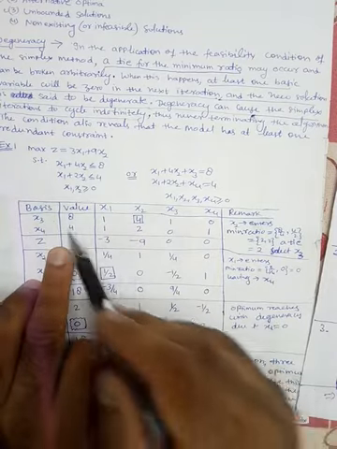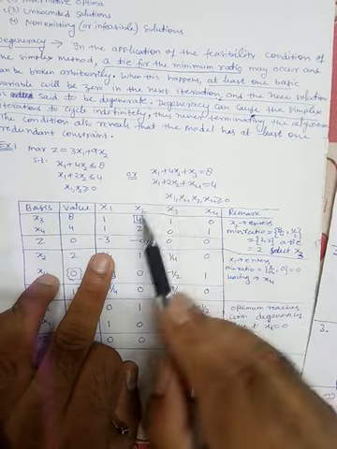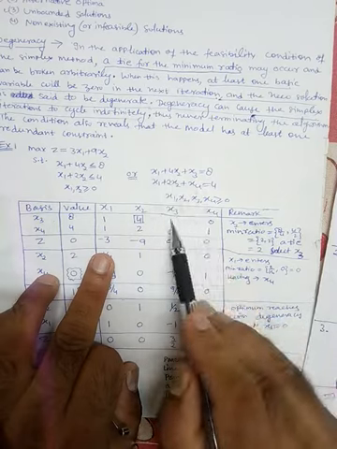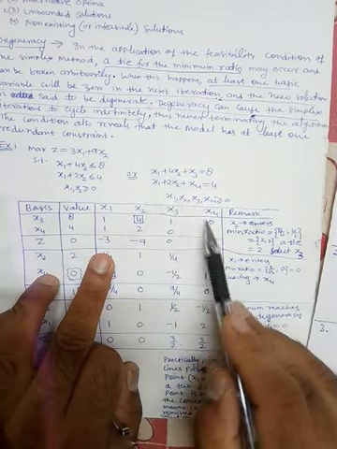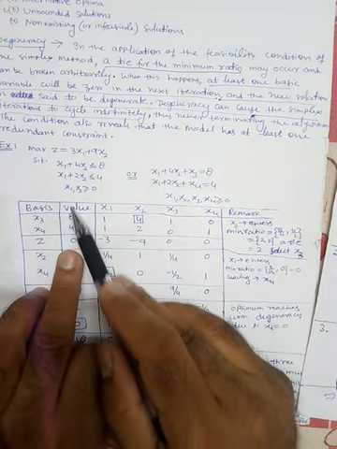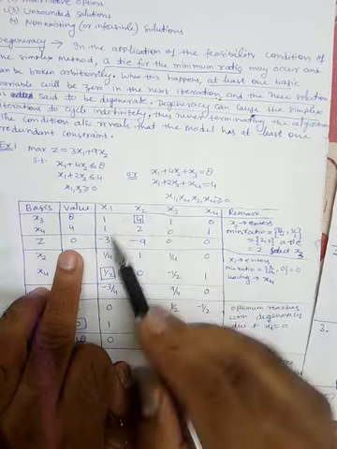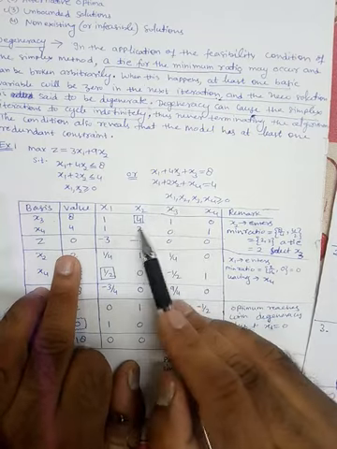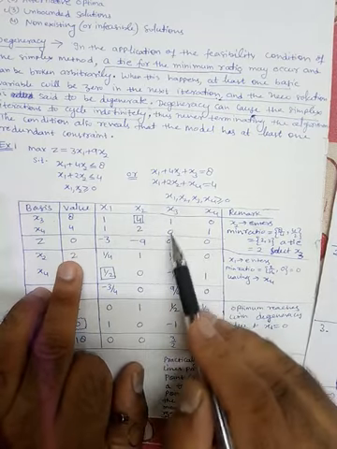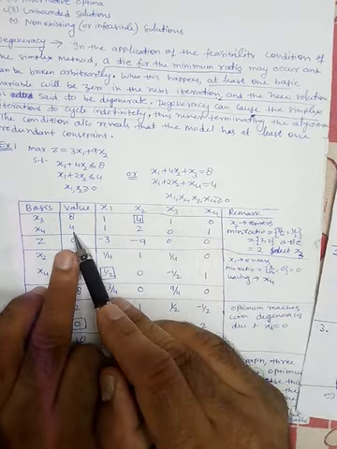So the table is, first row, coefficient of x1 is 1, coefficient of x2 is 4, coefficient of x3 is 1, and there is no x4 in the first constraint, so 0, and the right hand side is 8. So this is the value column. Similarly, second constraint, coefficient of x1 is 1, coefficient of x2 is 2, coefficient of x3 is 0, coefficient of x4 is 1, and right hand side is 4.